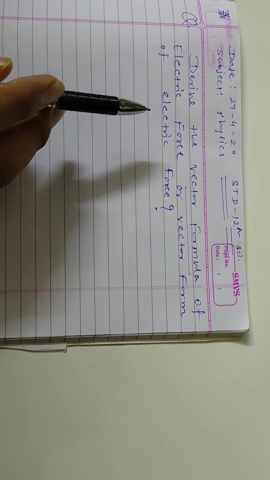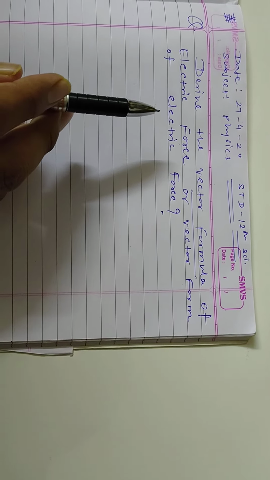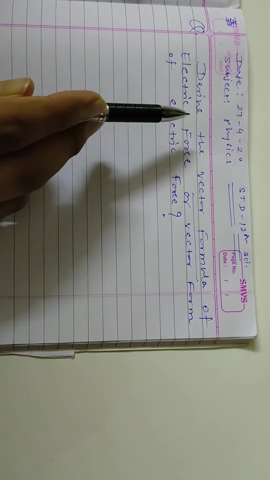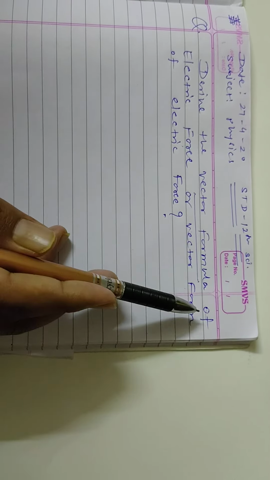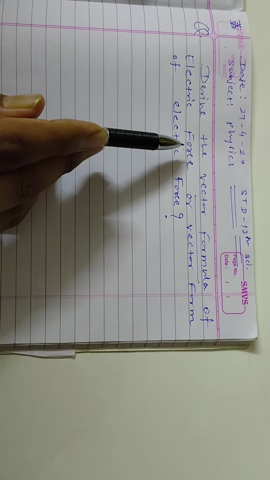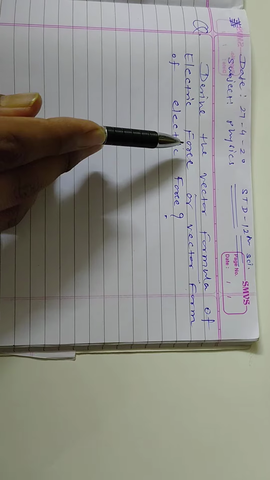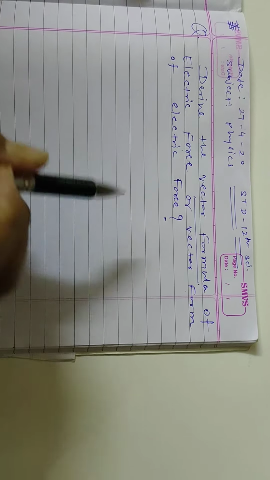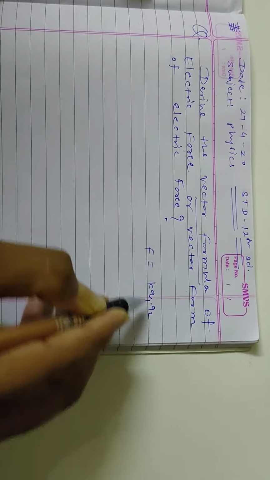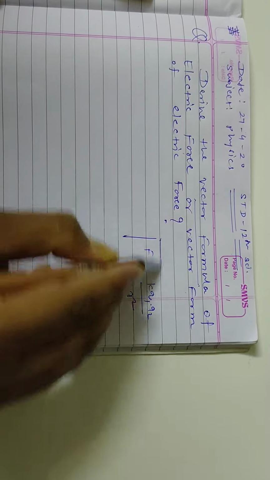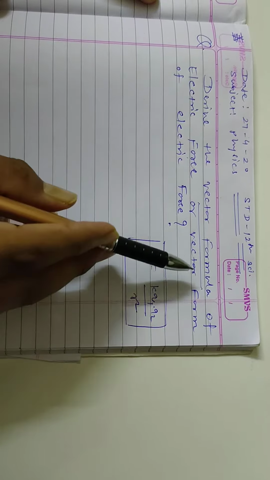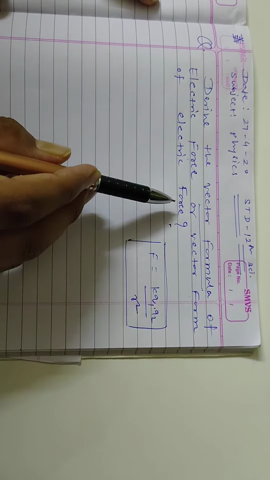Now students, after the last video lecture, the next question is: derive the vector formula of electric force. Last time we discussed the scalar formula of electric force, which is F equals K Q1 Q2 by R square, simply for an air medium or a vacuum medium. But this time we will discuss the vector form of electric force.